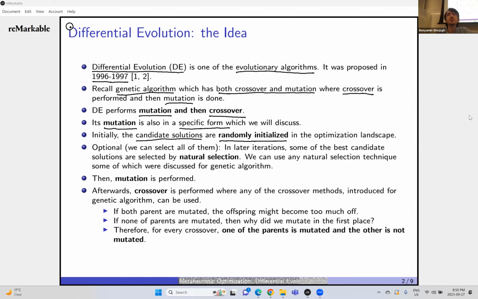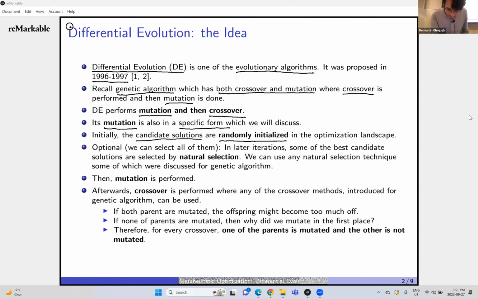Why do some people initialize by grid? Can you give me your thoughts? Why is it useful to initialize the candidate solutions by grid in the optimization landscape? Yeah. It's relatively equal coverage. Yes, thank you. To have a relatively equal coverage of the whole optimization landscape. Because when you randomly initialize, you might miss some region, right? That's also a choice, different choices.